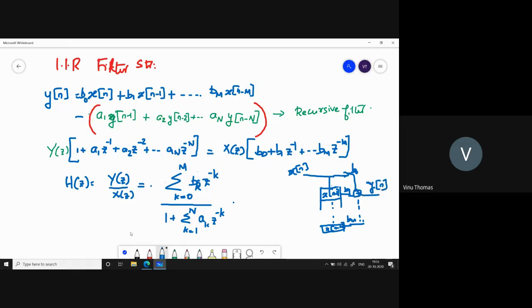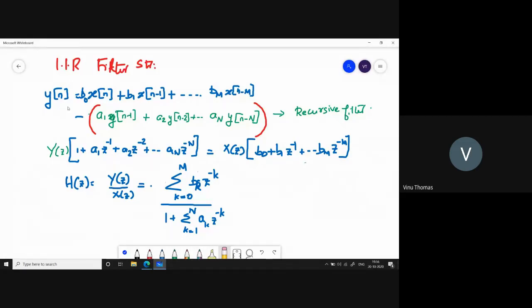So each previous sample requires a memory location to be stored. Therefore, you can also say that the order of a filter is the number of memory locations required to implement the filter. Is that clear? Now let us look at the way in which we can implement this filter structure.